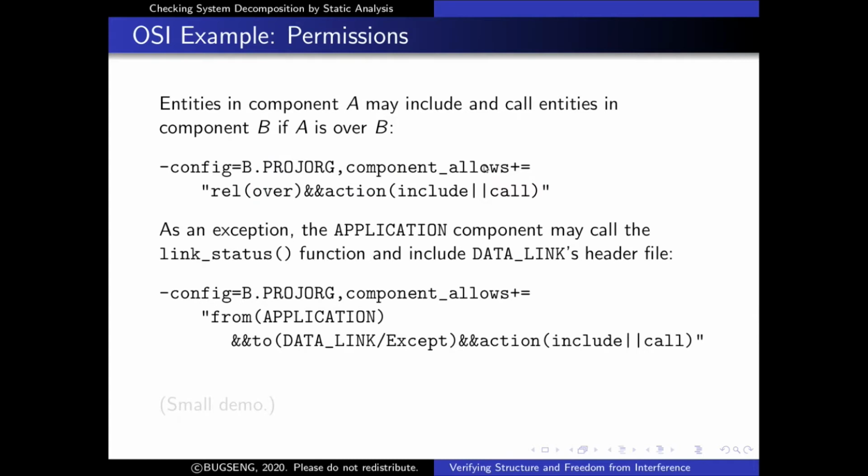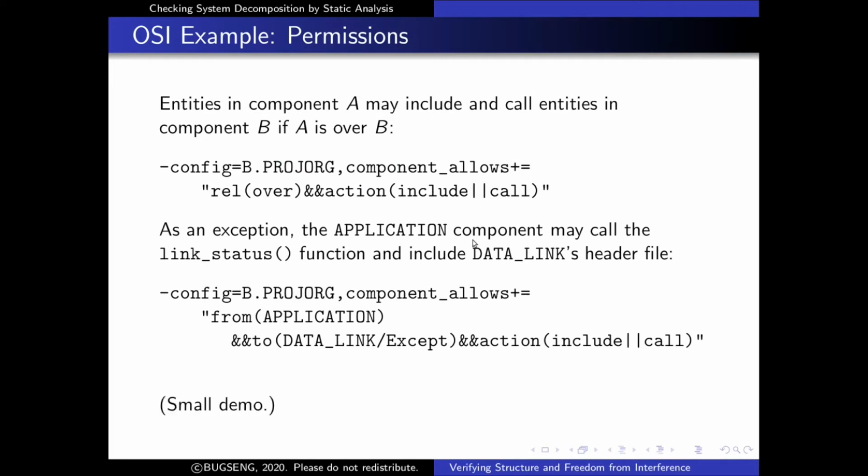So component allows is saying, this first directive says that the access is allowed if the two components are in the relation we have just defined, over, and if the action is either include or call. So include for static dependencies, inclusion of header files, and call is an action that has to do with functions. Okay. And here is our exception. So the application layer, as an exception, can access the exceptional area of data link for actions include and call.